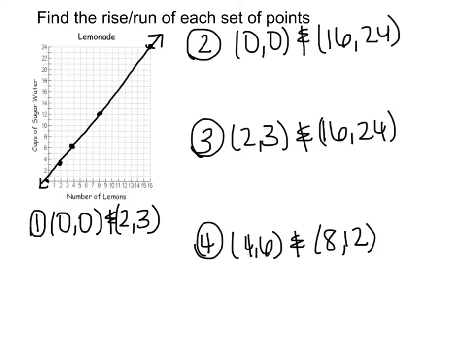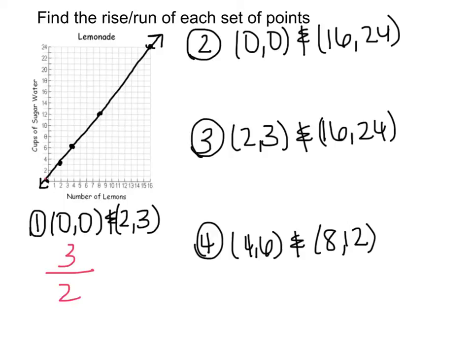Now we're going to look at the rise and run of each set of points. We already have our graph that we drew on the last page. So we can now look between these points. The first one says 0, 0 to 2, 3. So if we start here at 0, 0, how many spaces do we need to go up to get to 2, 3? We need to go up 3 spaces, and we need to go over 2 spaces, so 3/2. Now let's try the next one.